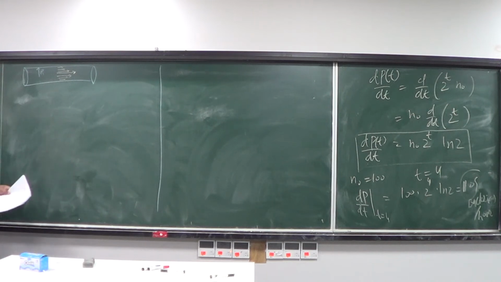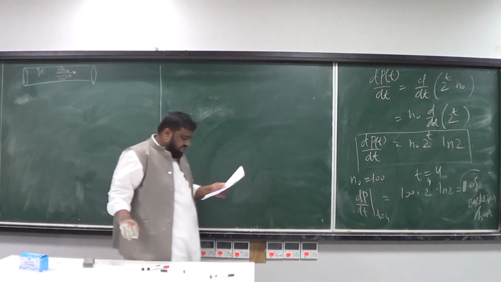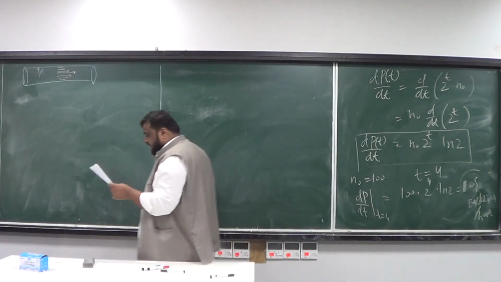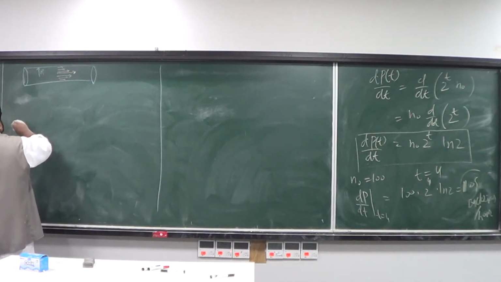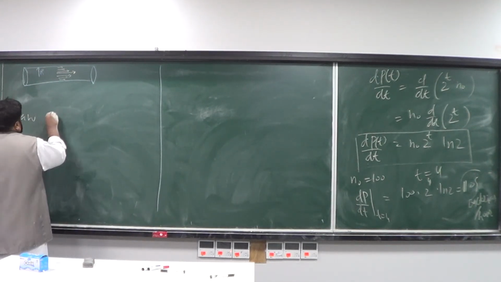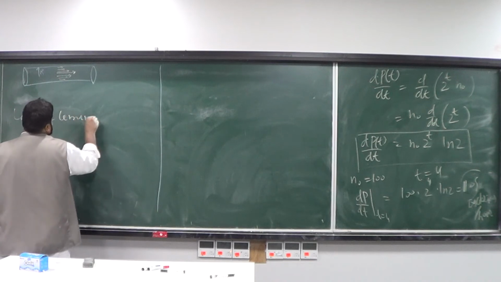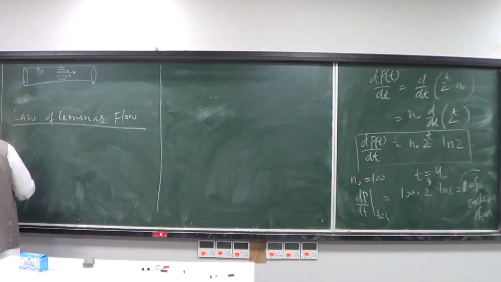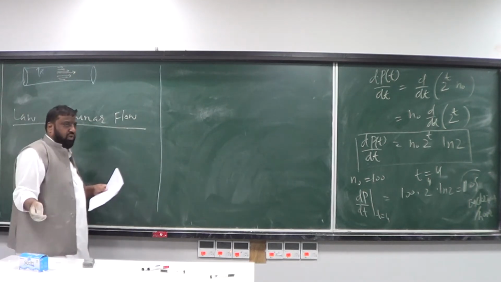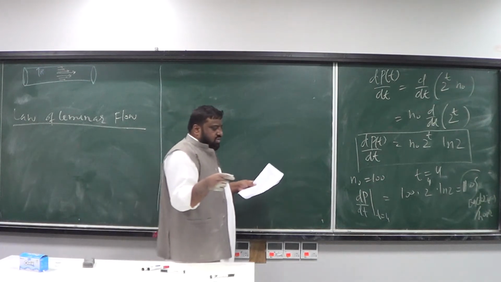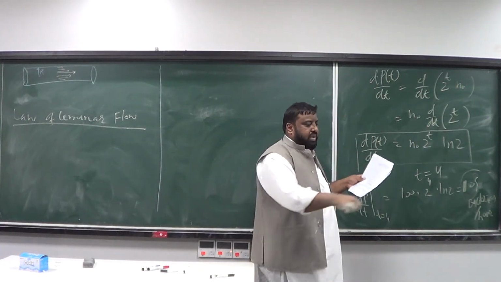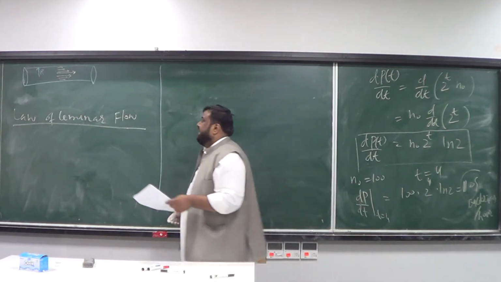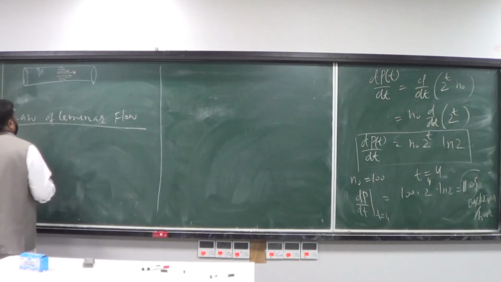So here is a model, a beautiful model. There is something called the law of laminar flow. Laminar flow is simple flow, for example, the water that flows through your pipe when you are watering your garden.